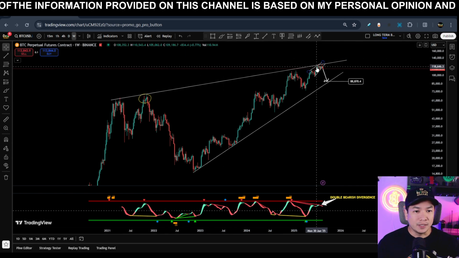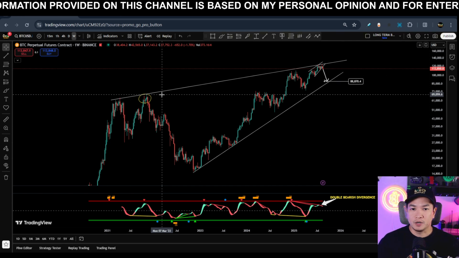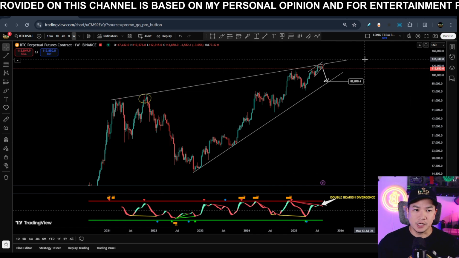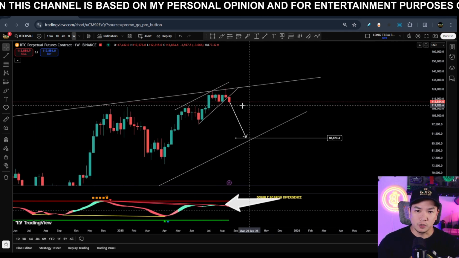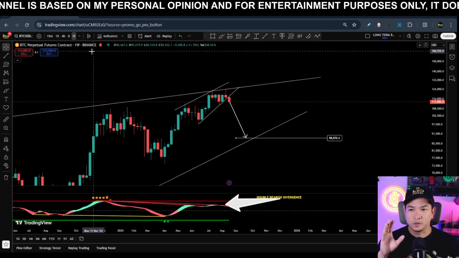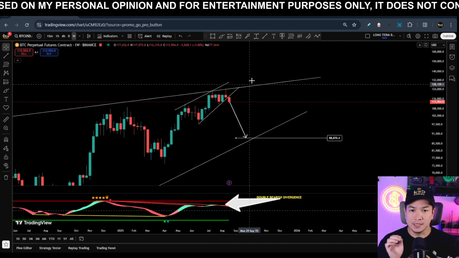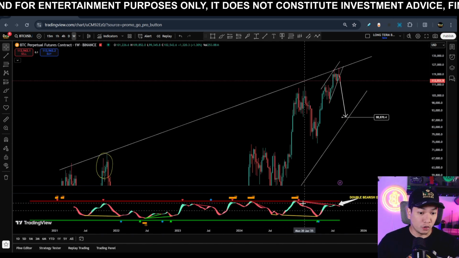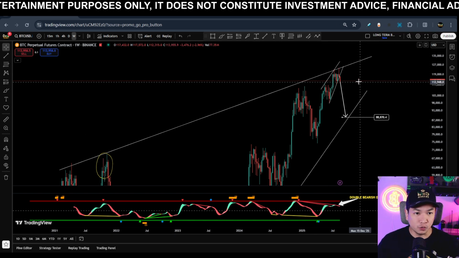So looking at the weekly time frame, we have a huge rising broadening wedge. And if you zoom out, we also have a smaller rising broadening wedge. Later we'll talk about the smaller, shorter time frame and the immediate short-term target. And of course, in my opinion, this double bearish divergence will eventually play out.